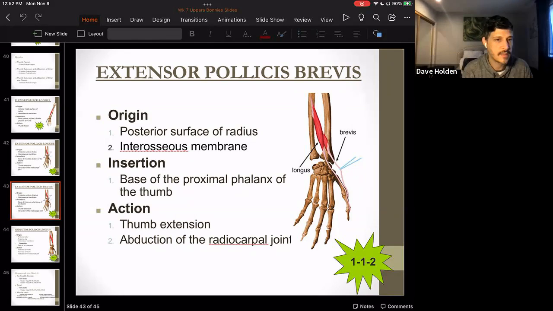Extensor pollicis brevis also originates on the posterior surface of the radius this time. So not the ulna, but the radius. It inserts at the same spot, the base of the proximal phalanx of the thumb, just above your thumbnail. And just like its brother, it will do thumb extension and abduction of the wrist. So, radial deviation.